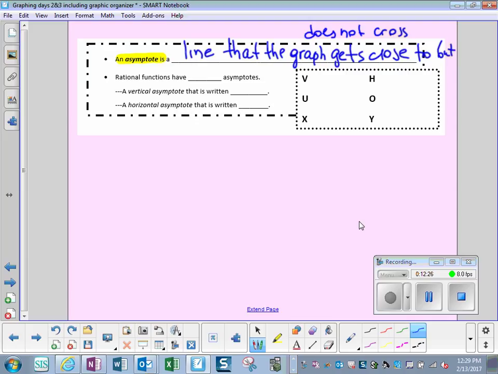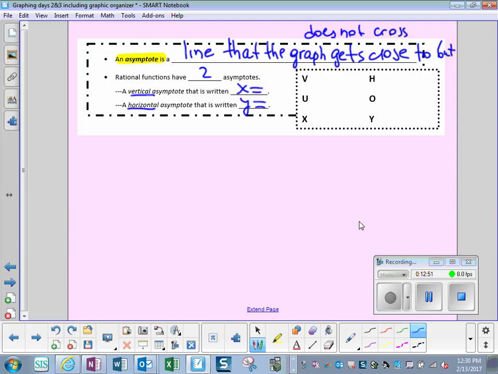So an asymptote is a line that the graph gets very close to, but does not cross. And the rational functions have two types of asymptotes, as we saw. The vertical asymptote that is written as x equals something, and the horizontal asymptote that is written as y equals something. Two types of asymptotes.